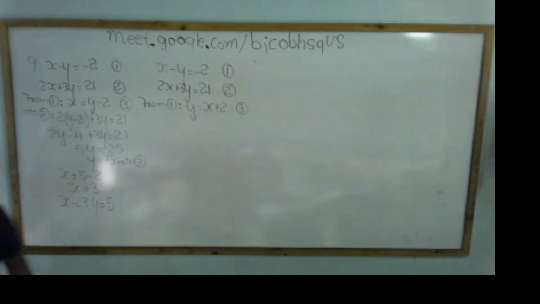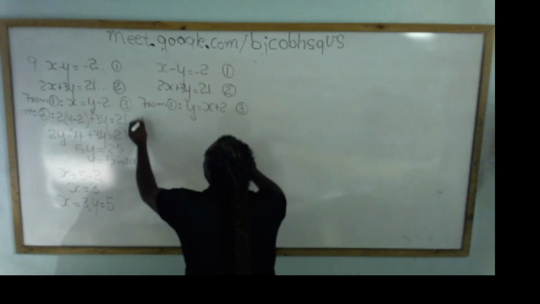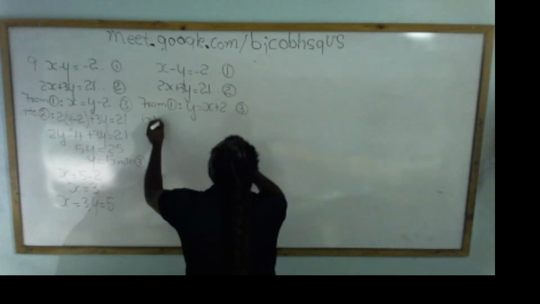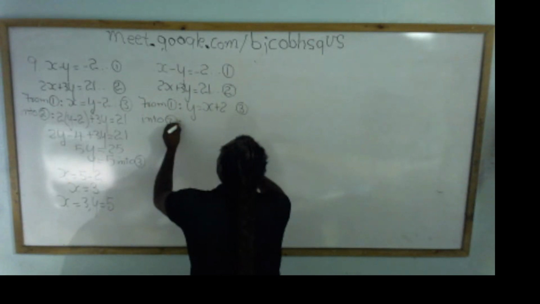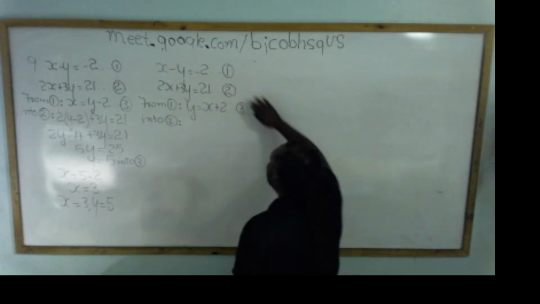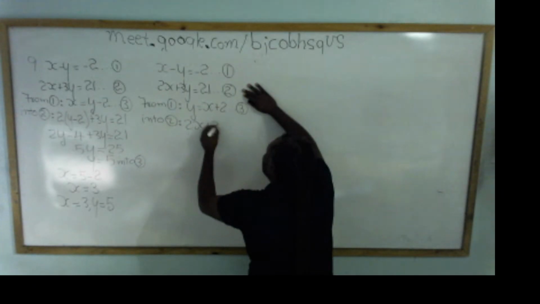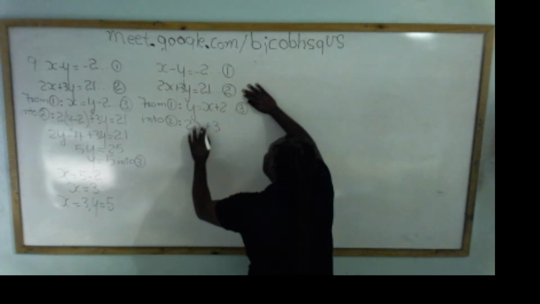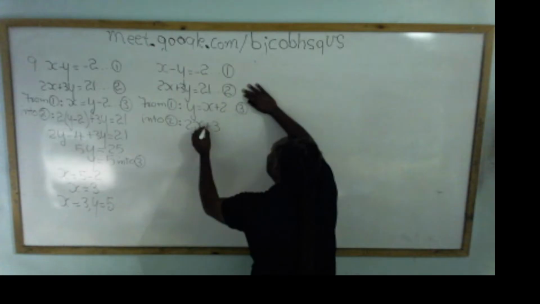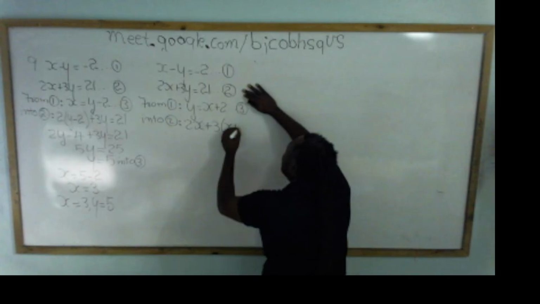Alright, so let's continue. So now we're going to put that into equation 2. Where we see y, we put x plus 2. So we have 2x plus 3 times y, and y is x plus 2, and that is equal to 21.